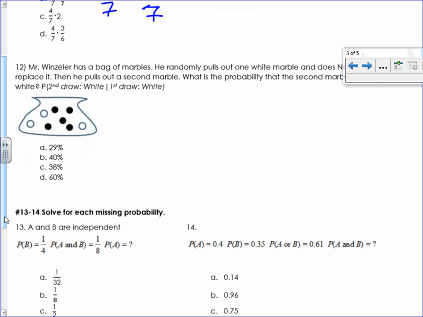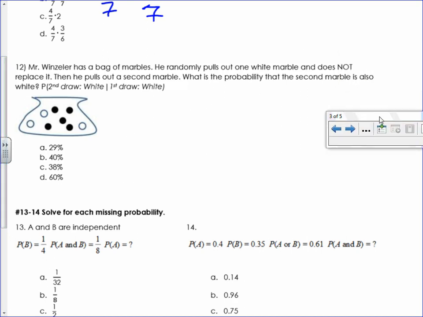Okay? Number 12, Mr. Winslow has a bag of marbles. He randomly pulls out 1 white marble and does not replace it. Then he pulls out a second white marble. What is the probability that the second marble is also white? So, what are we starting off with? How many marbles? 8. Okay, 1, 2, 3, 4. So we had 8 marbles to start with. And how many whites? 3.